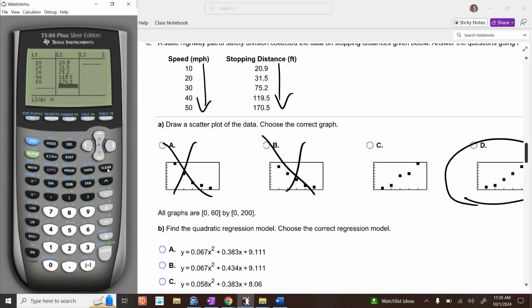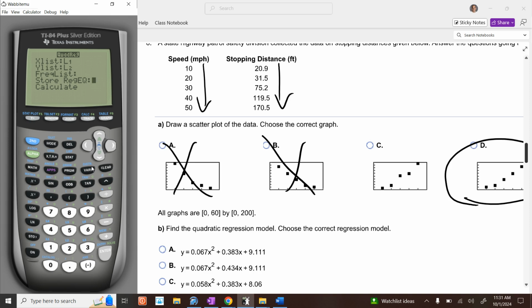How do I get a graph? Well, I'm going to go stat, and then over to calculate. And then what I want is a quadratic regression model. So I'm going to go down to number 5, quadratic regression. I'm going to hit enter. List 1, list 2. But now where you hit store regression equation, we're going to put that regression equation into y1.